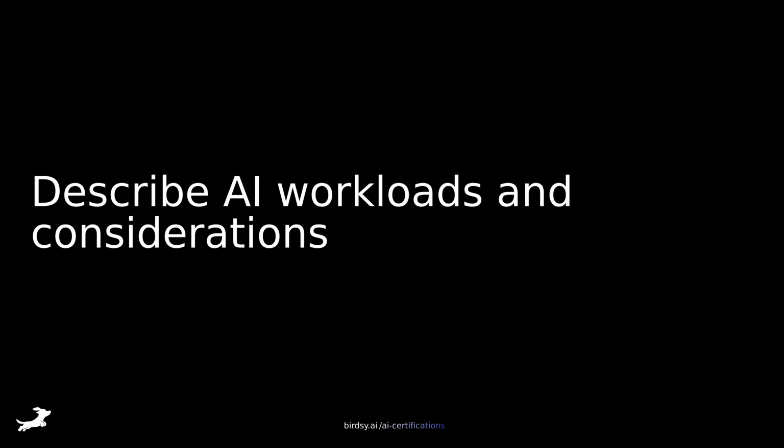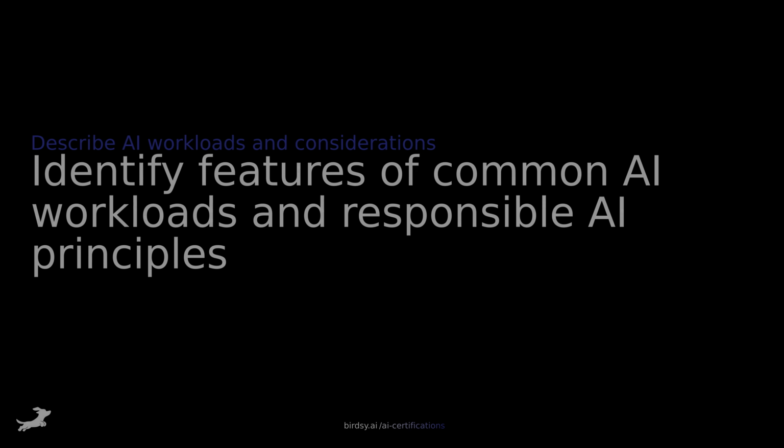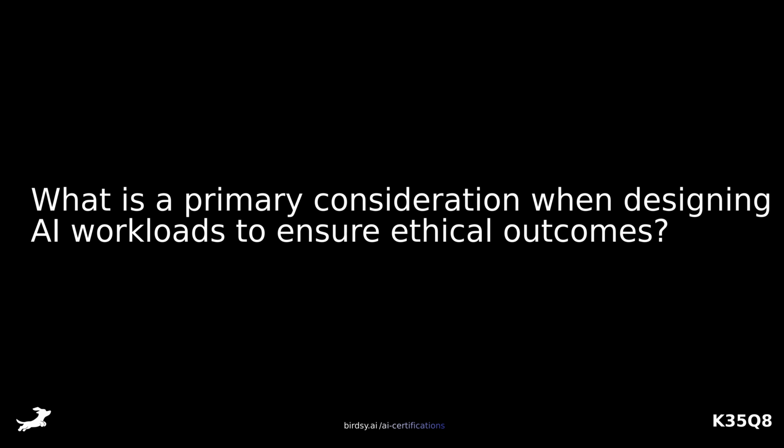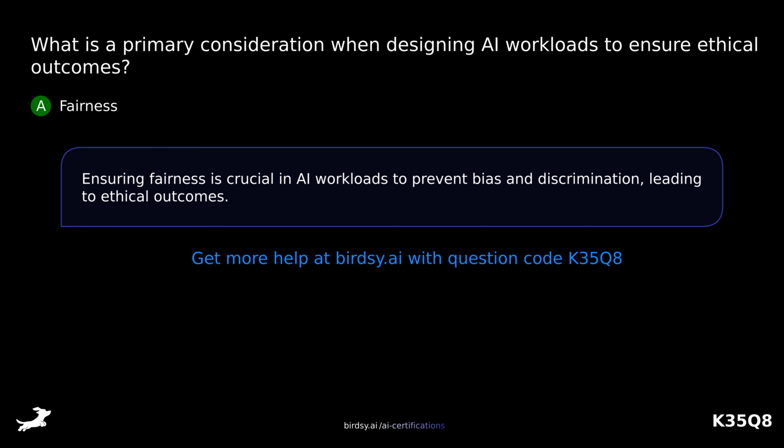Describe AI workloads and considerations. Identify features of common AI workloads and responsible AI principles. What is a primary consideration when designing AI workloads to ensure ethical outcomes? Is it A, fairness, B, performance, C, scalability, or D, cost efficiency? The answer is A, fairness. Ensuring fairness is crucial in AI workloads to prevent bias and discrimination, leading to ethical outcomes.